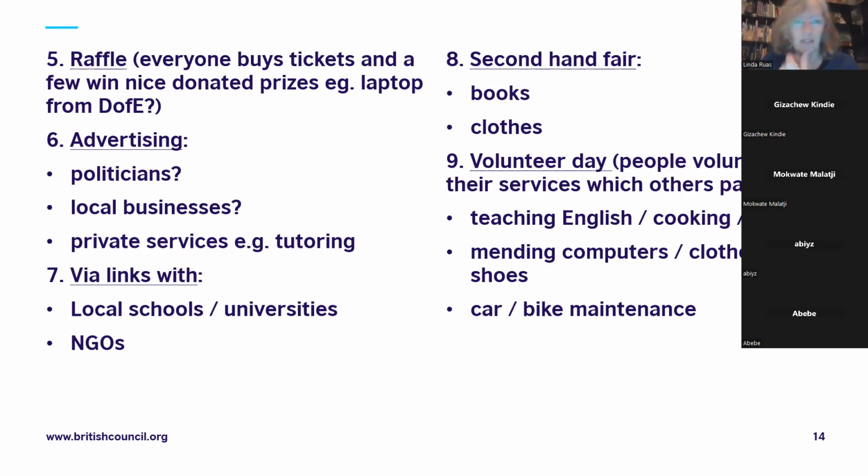Advertising, yes, selling advertising, maybe of politicians, I don't know, local businesses, private services. You can get money from links with schools and universities and other NGOs. Secondhand fair, books or clothes, everybody bringing in what they have, okay? And maybe a volunteer day, as we mentioned before. Maybe you're mending the clothes or mending the shoes. Maybe you're mending the bike or doing car maintenance, bike maintenance, all these things that people would pay good money for, and you're donating just for one day to this good cause of your teacher association.